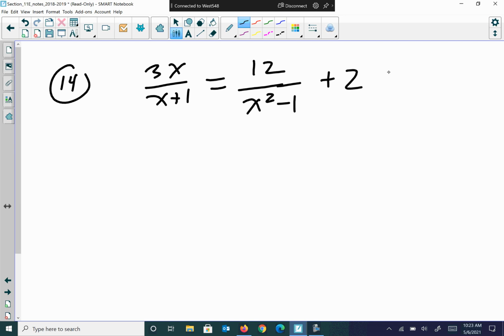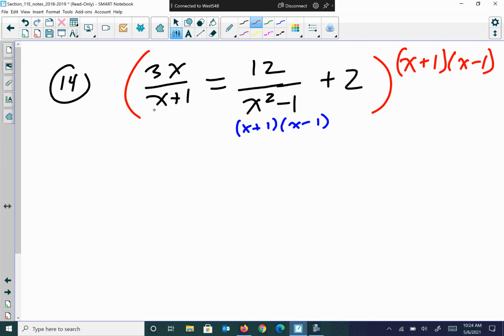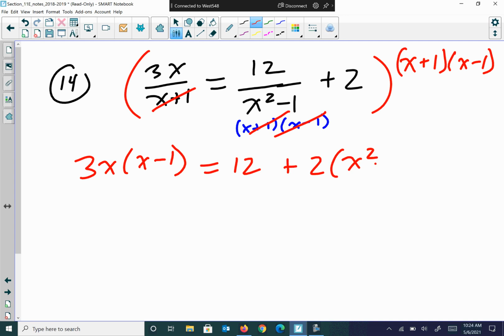I can't cross multiply it on this one because we have that plus 2 that got in the way. So what I'm going to do is, you know that this is the same thing as x plus 1, x minus 1. Agree? So I'm going to multiply everything by x plus 1, x minus 1. If I do that, this is going to cancel, and that's going to give me 3x, x minus 1. For here, all of that cancels. That gives me 12. And for the last thing, that gives me x squared minus 1, which is the same thing as x plus 1, x minus 1. Is that okay so far?